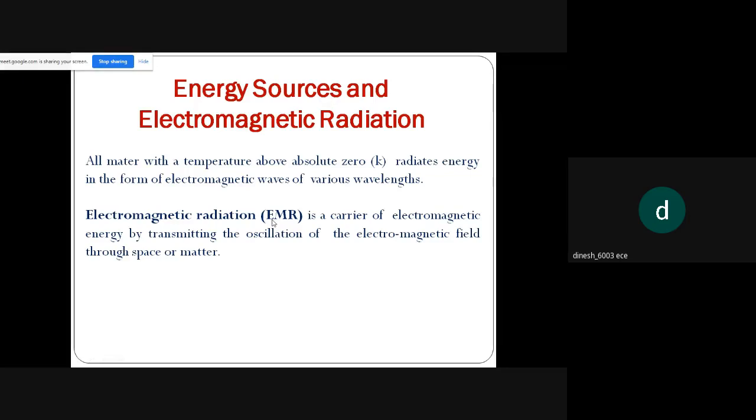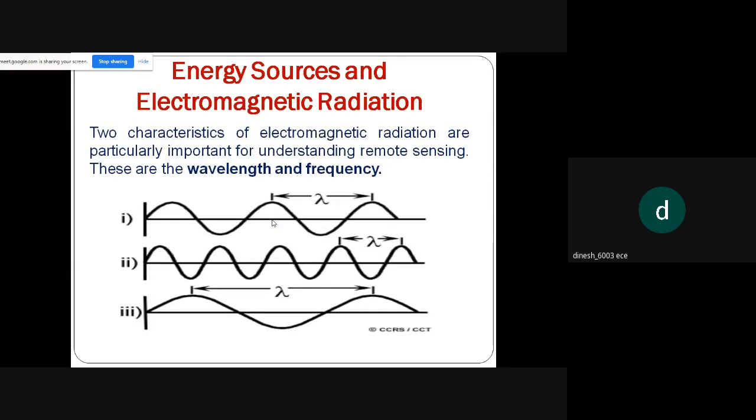So which is a carrier of electromagnetic energy by transmitting the oscillation of electromagnetic field through space or matter. EMR, or the electromagnetic radiation, has two characteristics. They are wavelength and frequency. I think everyone is familiar with the term frequency. One revolution time is equal to T. The inverse of that is your frequency. And it also indicates the frequency of operation of your electromagnetic wave or electromagnetic energy source that is being transmitted.